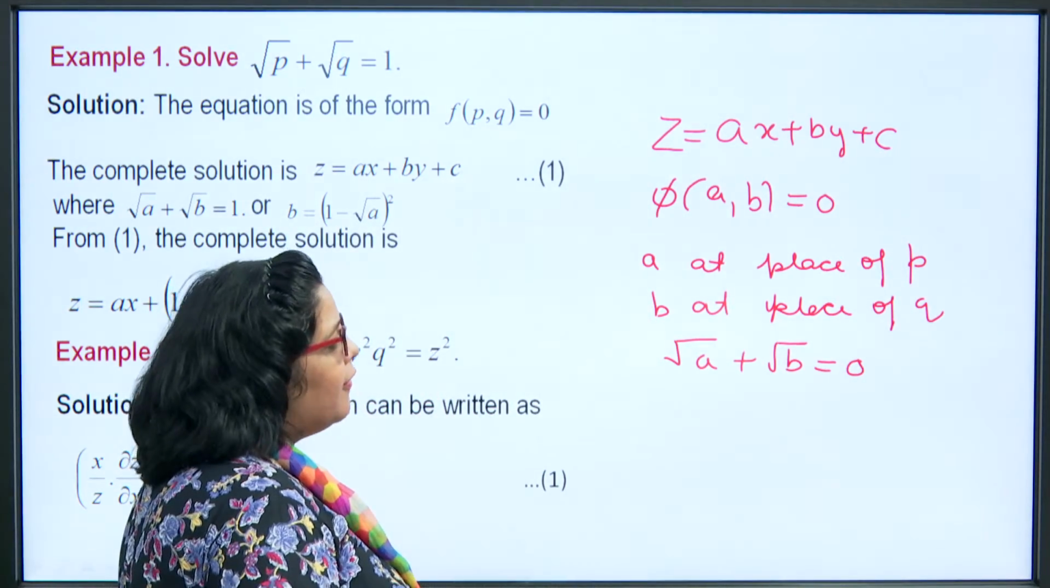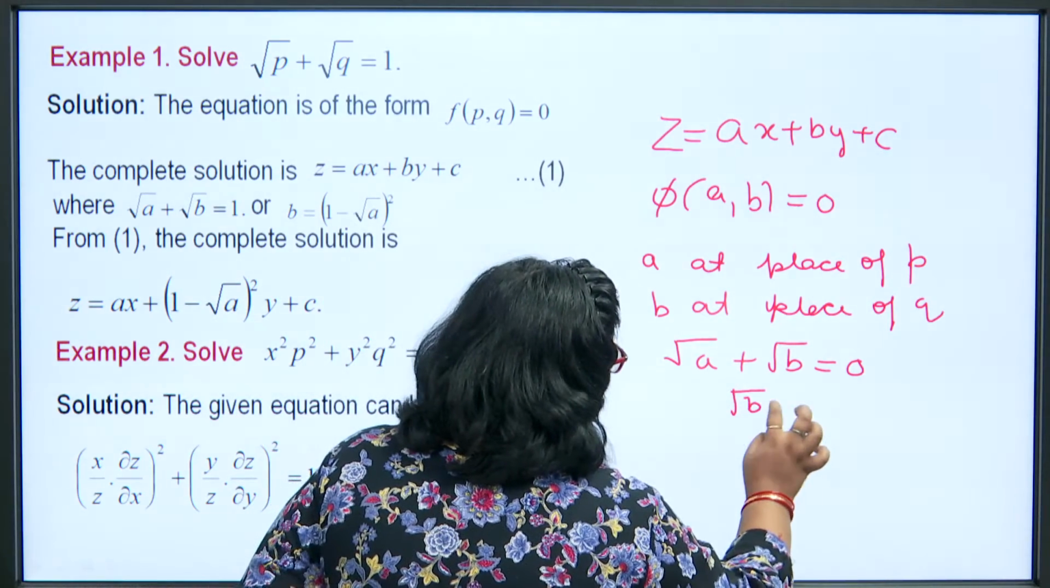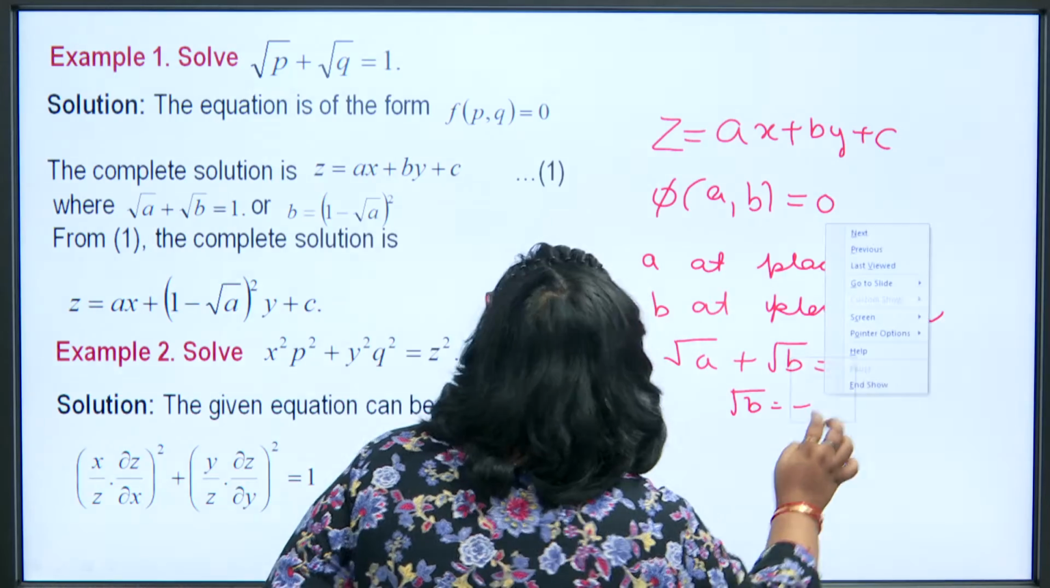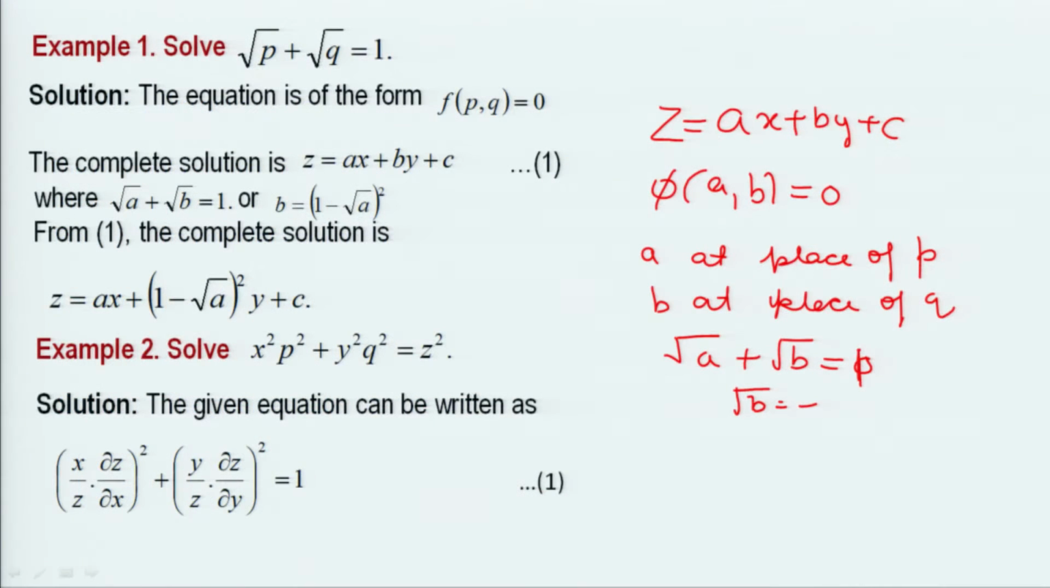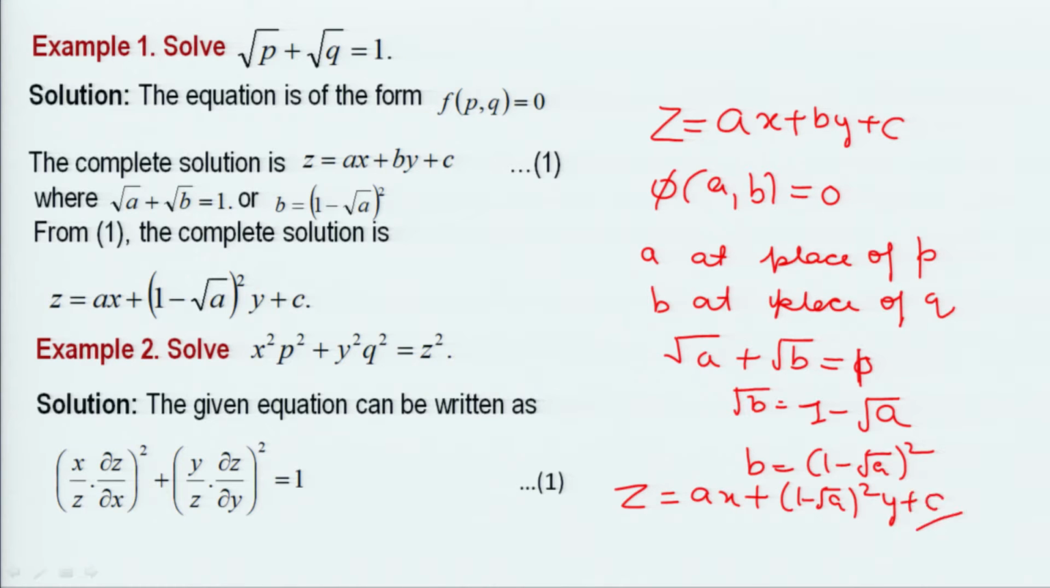That means under root a plus under root b is equal to 1. Then under root b is equal to 1 minus under root a, that is b is equal to 1 minus under root a, whole square. Putting this in z equal to ax plus by plus c, we get z equals ax plus (1 minus under root a) whole squared y plus c, which is the required solution of the equation.